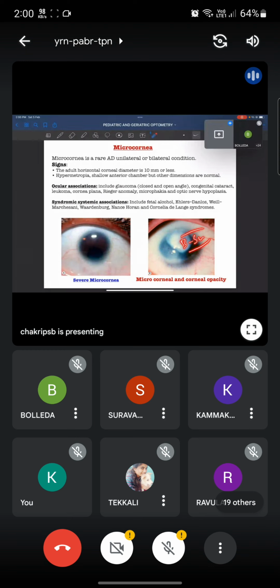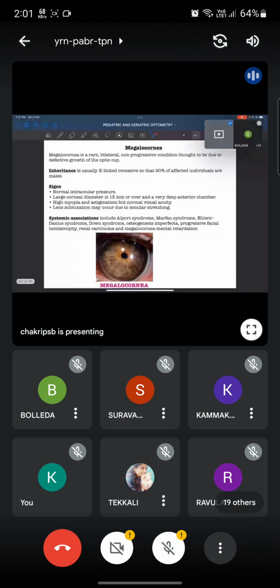B scan means brightness scan. OCT is sending infrared rays, but here it is blocked, so for that purpose we use B scan. B scan means ultrasound, sorry. Ultrasound waves are sent to the inside of the body, go to the retina and come back to the B scan probe. Then only can we find whether the inside layers are there or not. Then only we go for surgery.